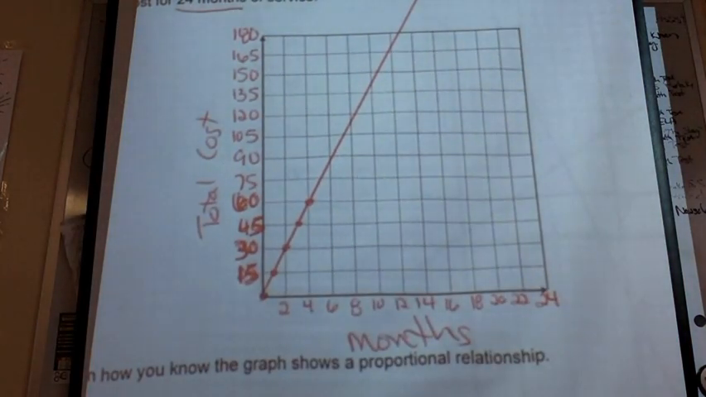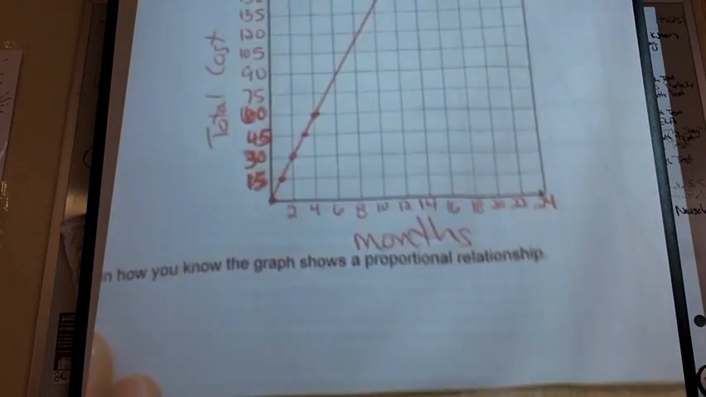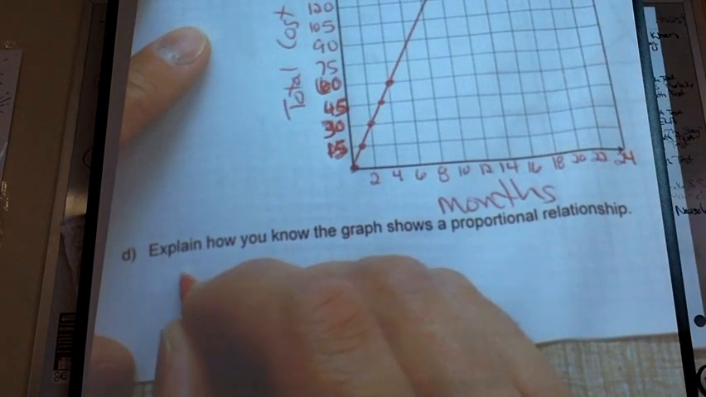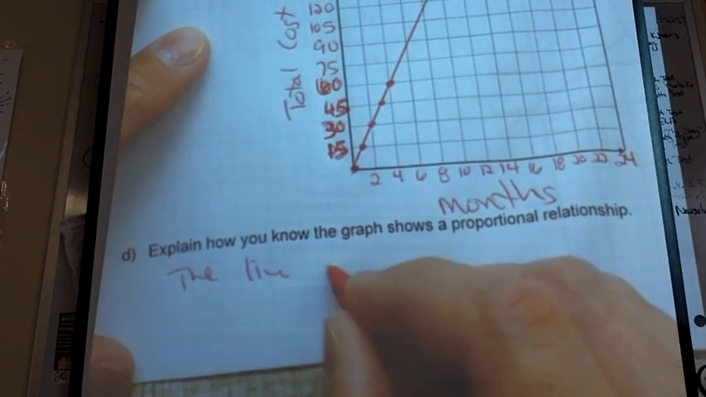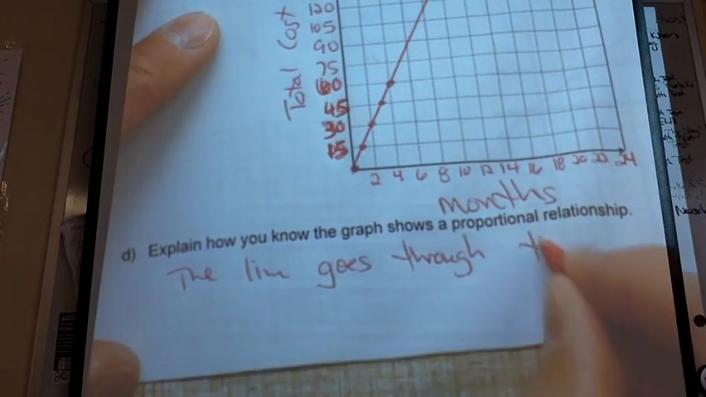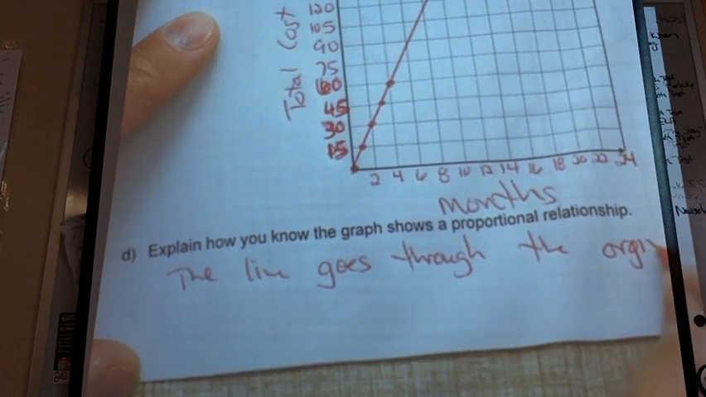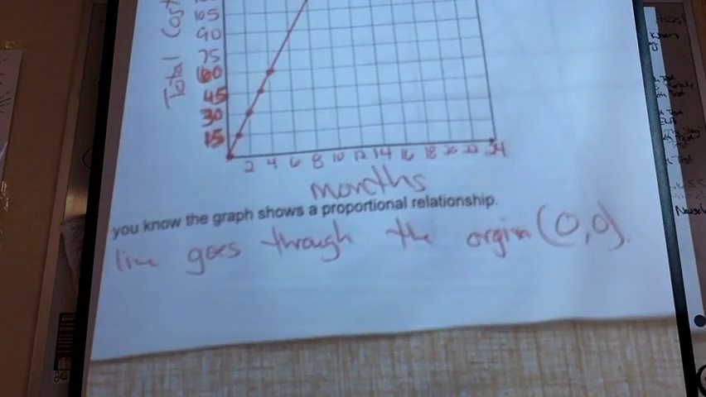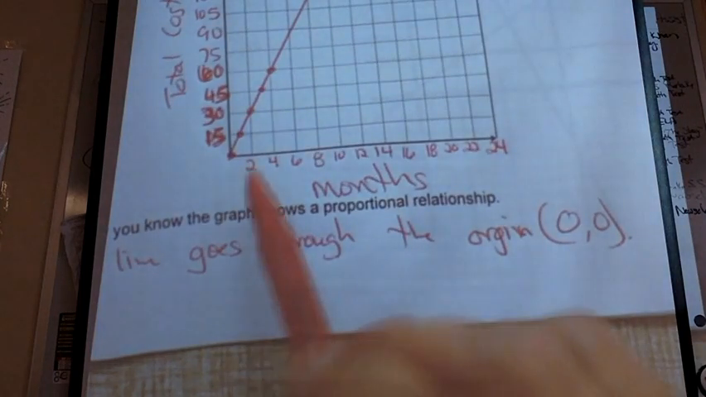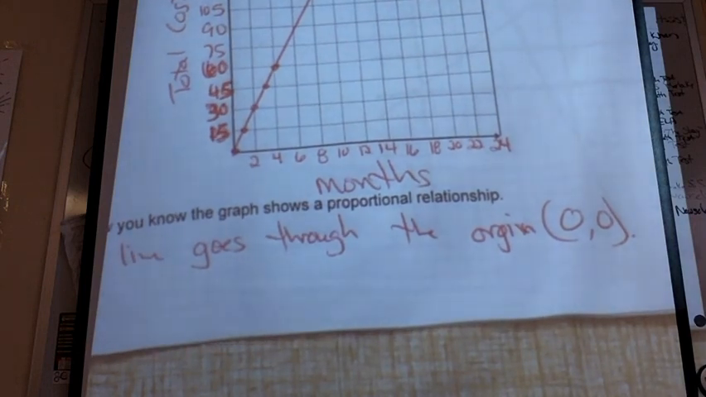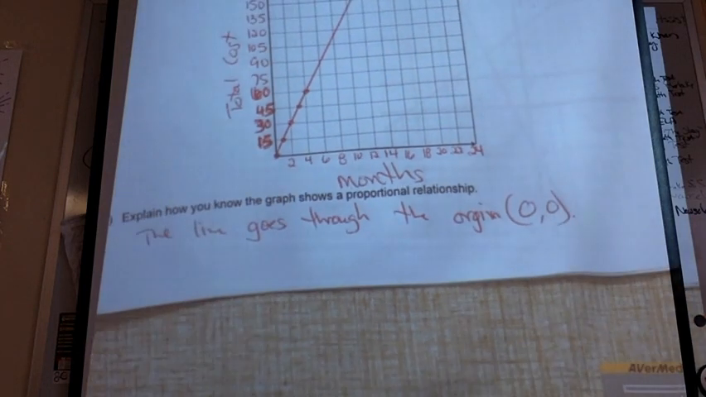All right. So explain how you know the graph shows a proportional relationship. You can say the line goes through the origin, 0, 0. If it didn't go through the origin, it would not be proportional. That's a rule that we have to remember if it's proportional. Moving to the next page.